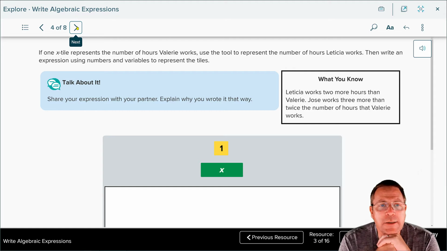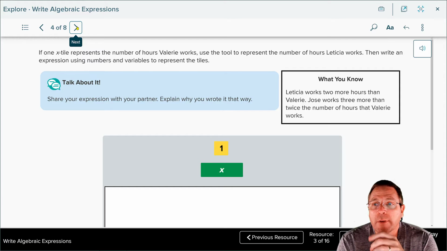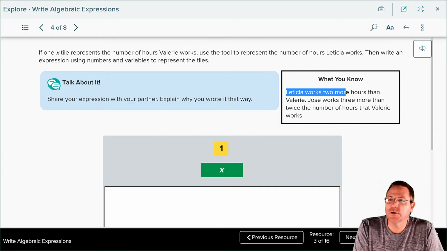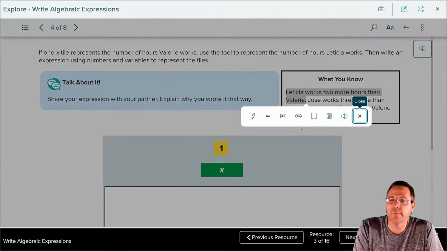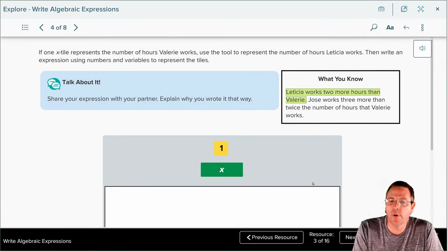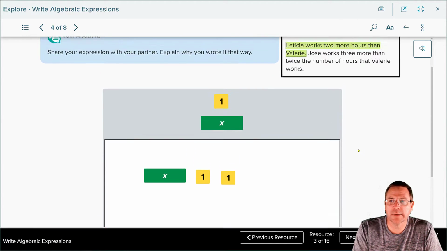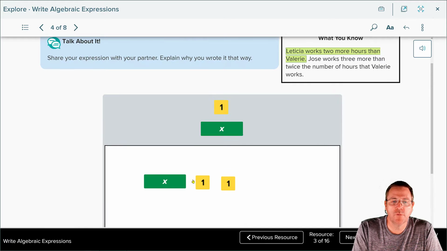Now, if one X tile represents the number of hours that Valerie works, we're going to use a tool to represent the number of hours that Letitia works, and then write an expression using numbers and variables for the tiles. We know Letitia works 2 more hours than Valerie does. So that's going to be an important part of the problem. We know that Valerie works X hours. We also know that Letitia works 2 more hours than Valerie does. So that's going to be our representation using the algebra tiles. Valerie's hours plus 2 is going to equal Letitia.